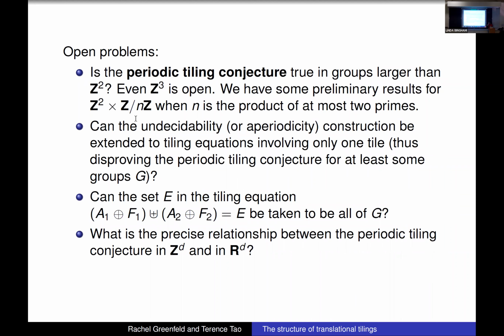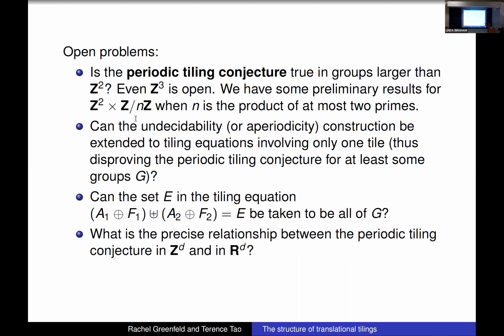We're still working on this problem. There are still many open questions. As I said, the periodic tiling conjecture is open for pretty much any group bigger than Z2; we can't answer it. So Z3 is open. Z2 plus a cyclic group, we have some partial results. If a cyclic group has prime order or like 2 primes, I think we can solve it. But we're still working on the general case.